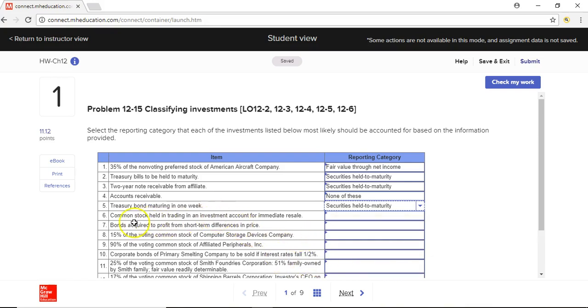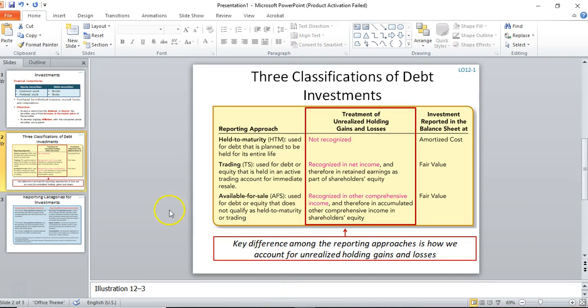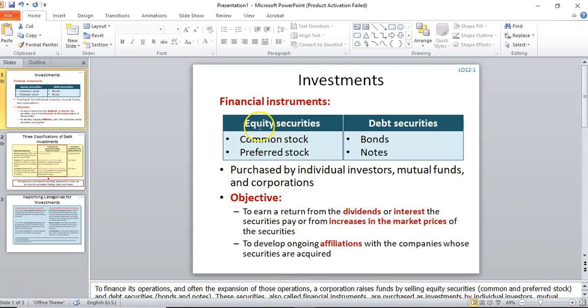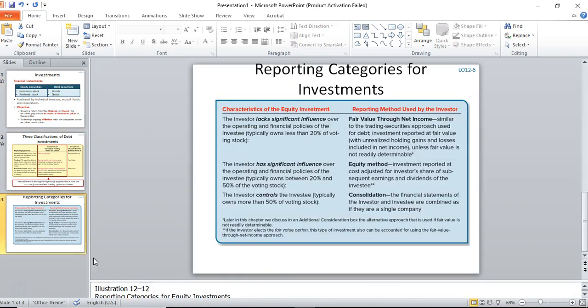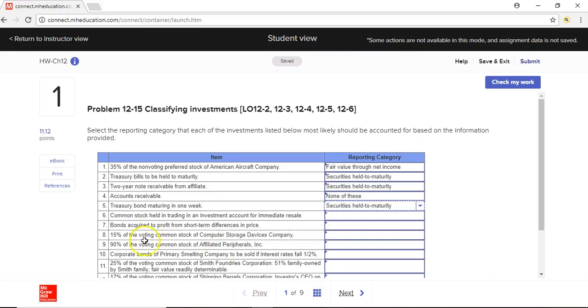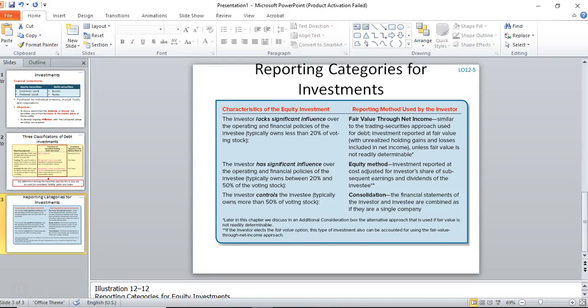Number 6, common stock held in a trading investment account for immediate resale. Common stock is an equity investment. When it's an equity investment, we have these three choices. It's held for immediate resale, so we don't have influence over the investee company. We record it at fair value through net income.